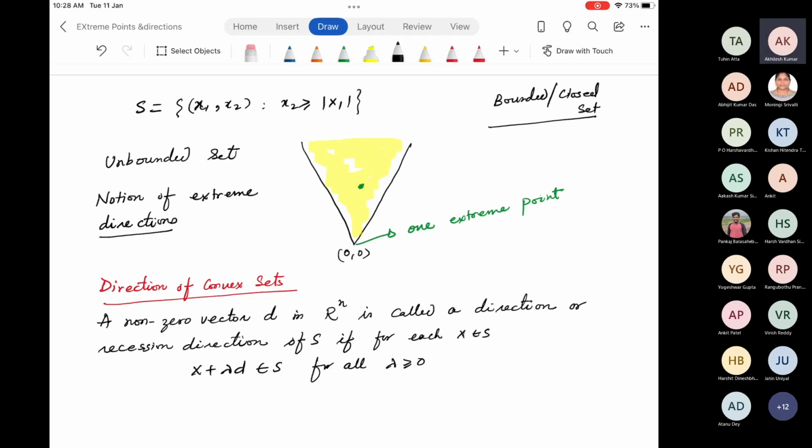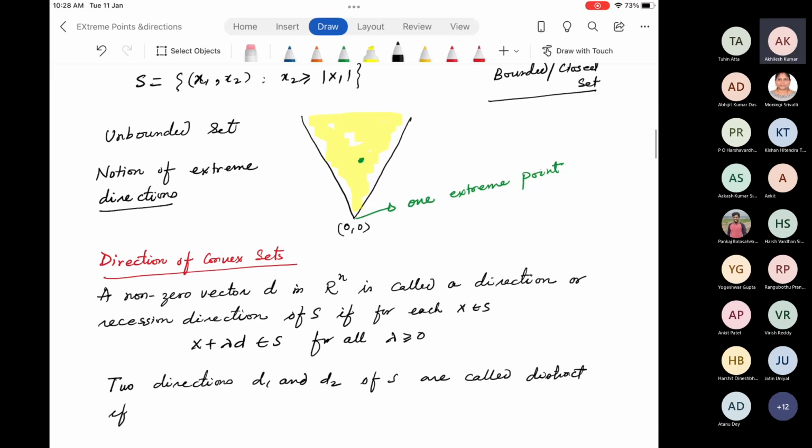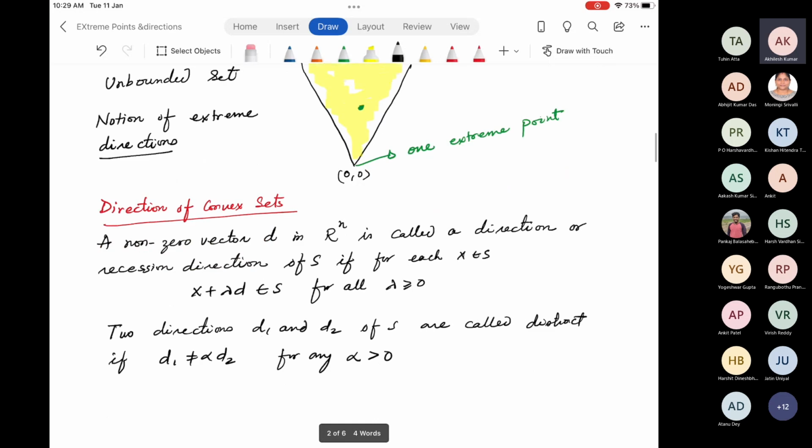Further, two directions d1 and d2 of S are called distinct if d1 is not equal to alpha d2 for any alpha greater than 0. So this is the direction of a convex set.